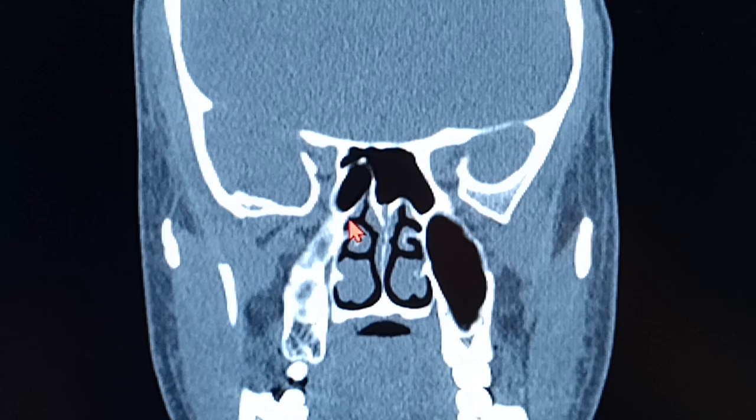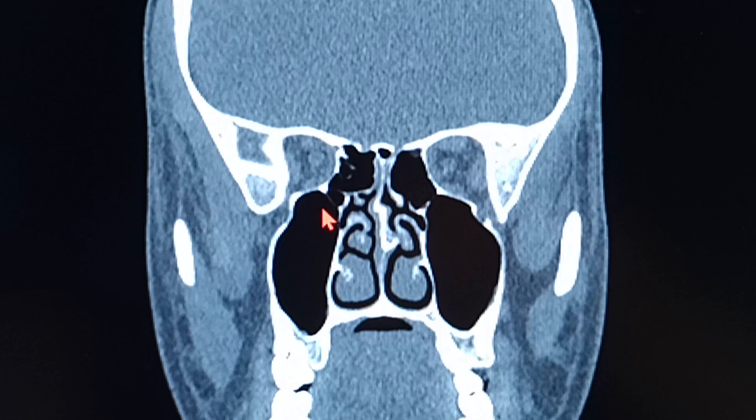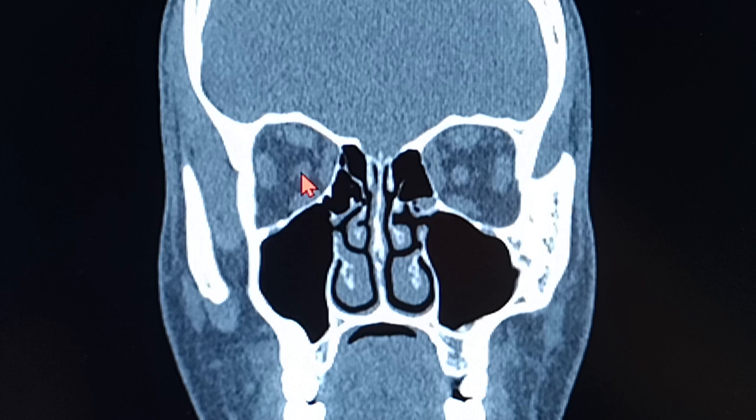So now I'm going to go directly to the orbital apex area. So now this is the most anterior part. That is the medial rectus, the optic nerve. That's the optic nerve, you can see. That is not a muscle. Remember, this is not a muscle. This is basically the optic nerve.